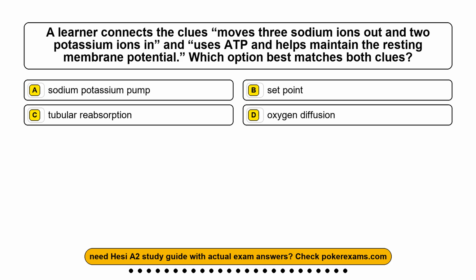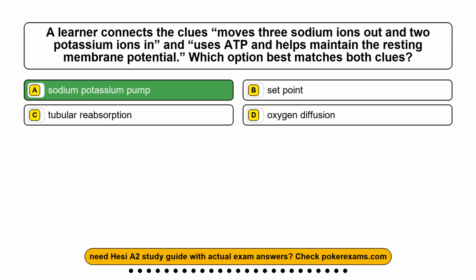Question 3. A learner connects the clues, moves 3 sodium ions out and 2 potassium ions in, and uses ATP and helps maintain the resting membrane potential. Which option best matches both clues? Option A, sodium-potassium pump. Option B, set point. Option C, tubular reabsorption. Option D, oxygen diffusion.